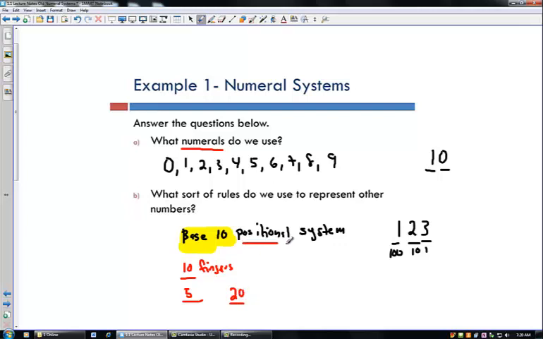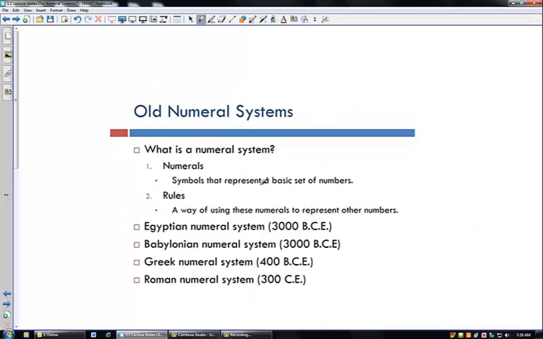And then it's a positional system because the position of the numerals matters. If you write 1, 2, 3, that's certainly different than if you write 3, 2, 1. The position of these numerals actually matters, so it has meaning. All right, so that's the idea behind a numeral system.